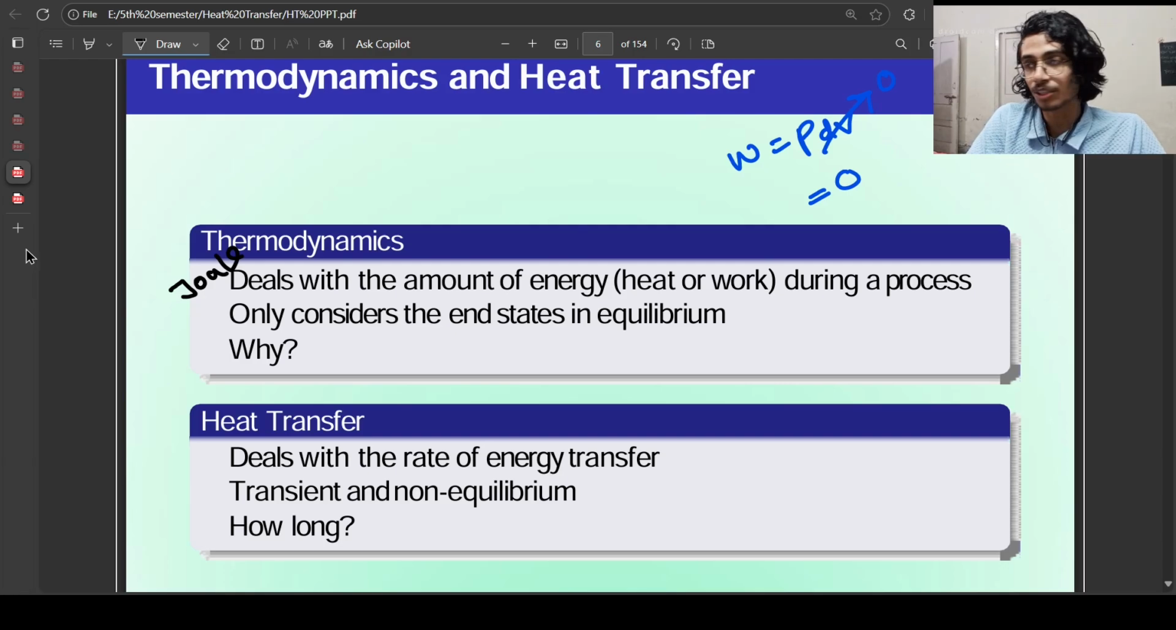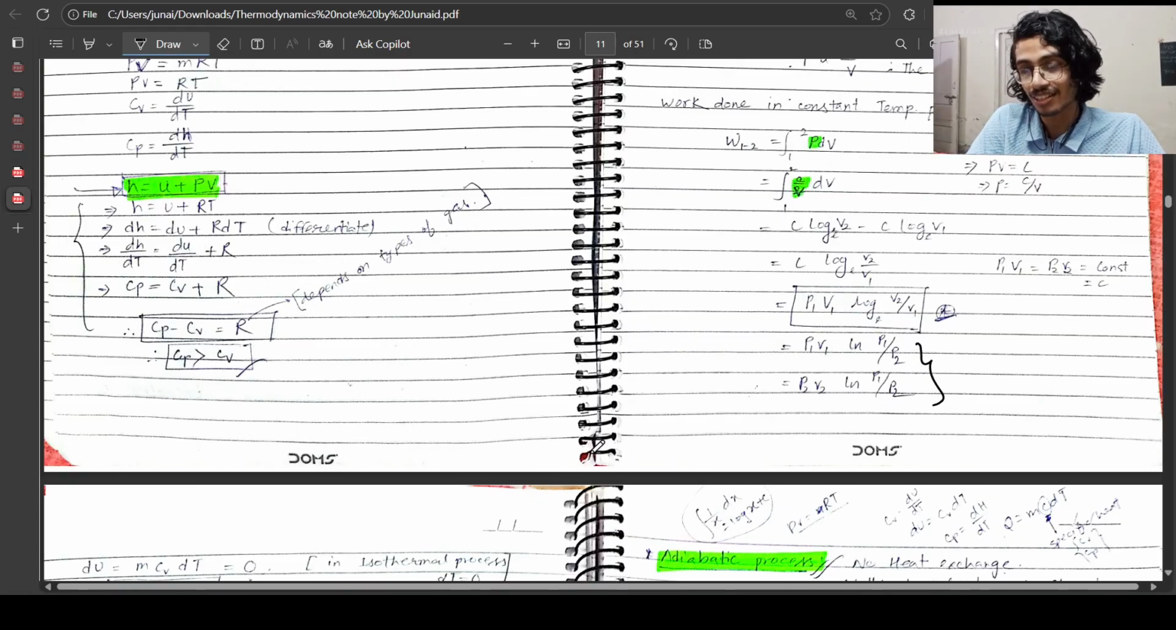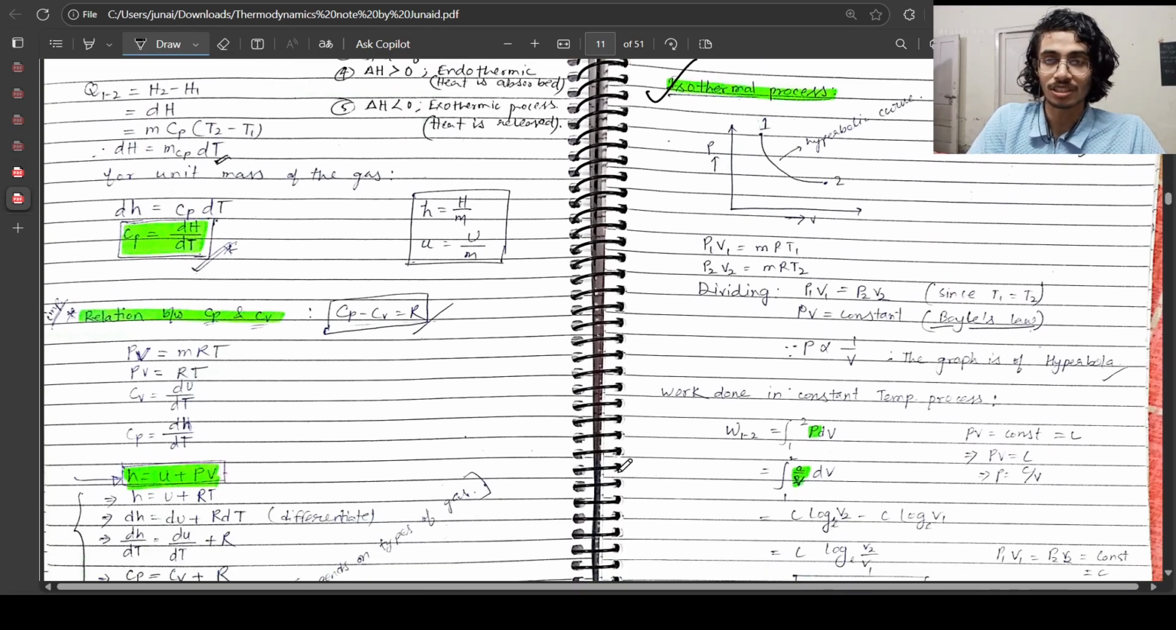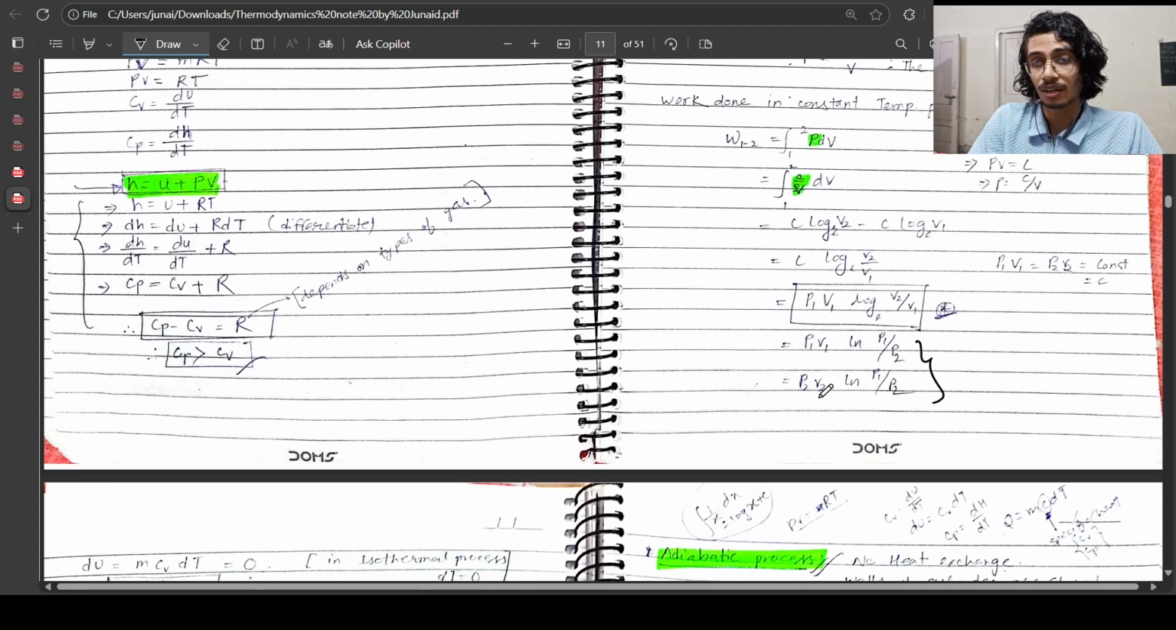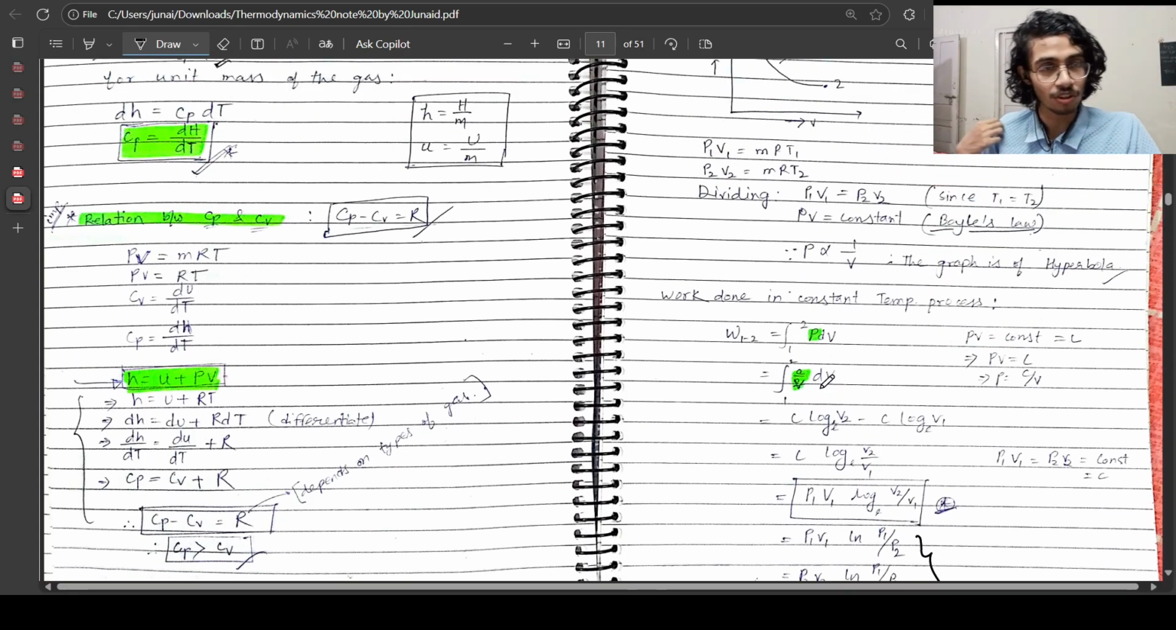Let me just remind you of the formulas that you have already studied. This is my note; you can take a look from here. This is the isothermal process. In the isothermal process, if you derive the formula, the temperature will remain constant. Iso means same, and thermal is related to temperature. That means the temperature will remain constant.